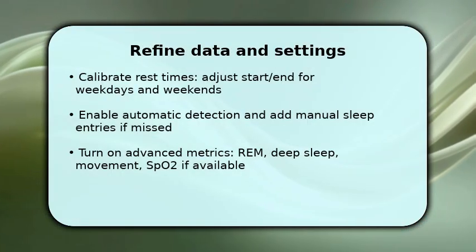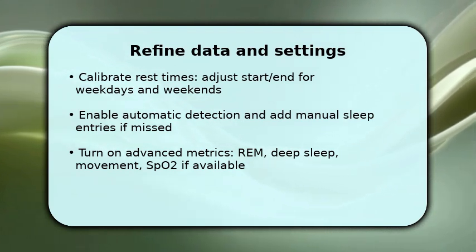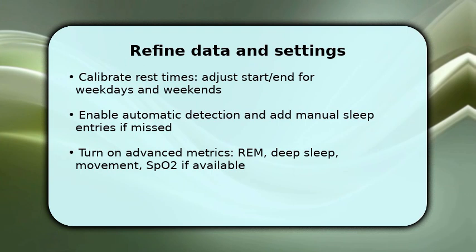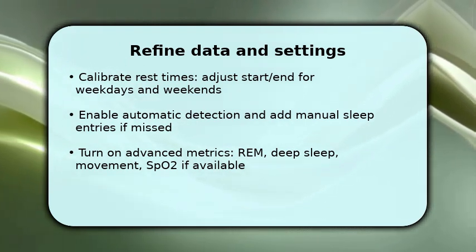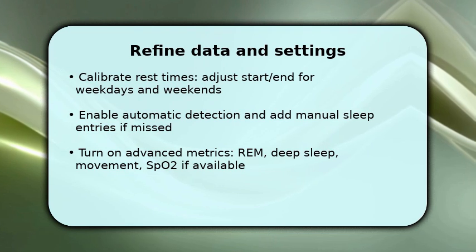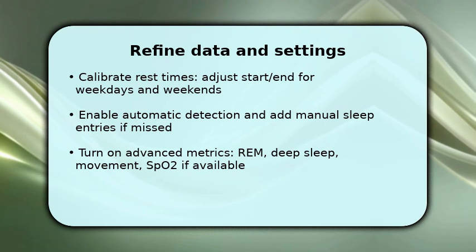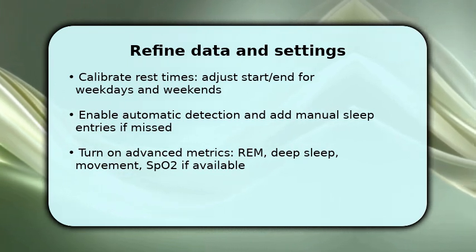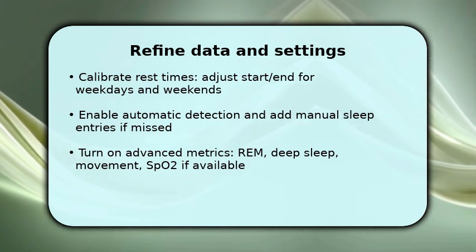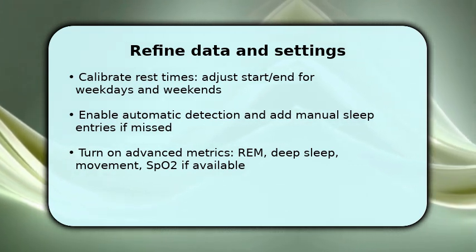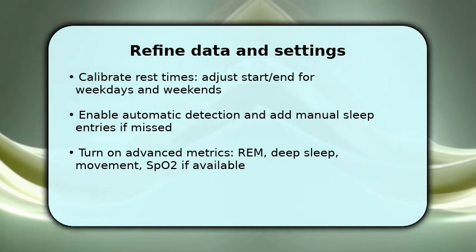You now refine how the watch interprets your rest. Make sure to calibrate your sleep window separately for weekdays and weekends so the algorithm matches your routine. Enable automatic detection for natural tracking and add manual sleep entries when the watch misses naps or unusual schedules. If your model supports advanced metrics, toggle REM, deep sleep, movement, and SpO2 tracking so you get richer insights. This improves trend accuracy over weeks and helps you understand why quality varies.